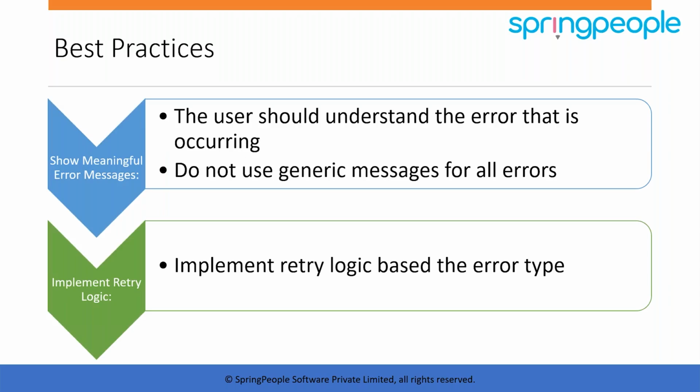Another thing that I already mentioned earlier was that a user should understand the error, whatever the error is that is occurring. It shouldn't be generic. It should not be something like, oops, sorry. You should ensure that the actual error that is occurring is shown to the user in terms that they can understand, so that he or she knows the reason they are facing that particular problem.